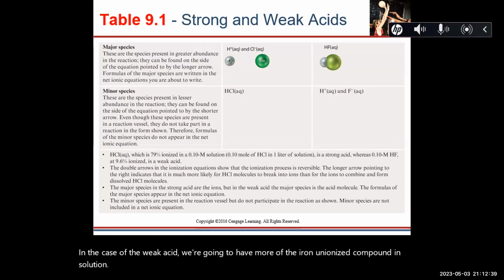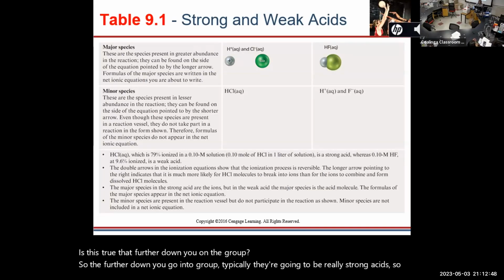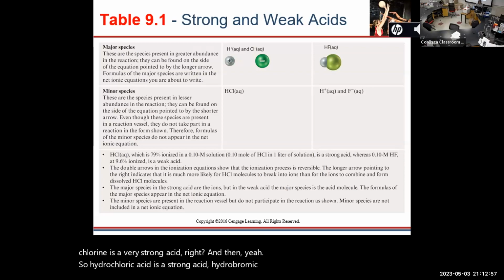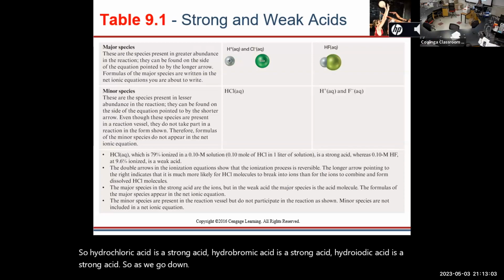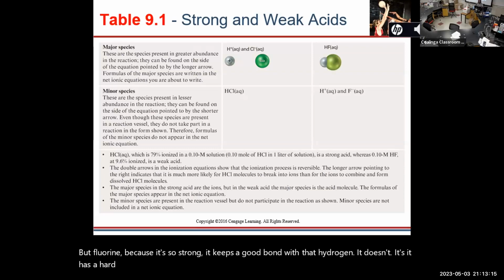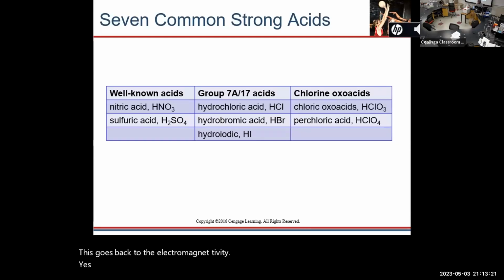Is this true the further down you go in the group? Yeah, so the further down you go in the group, typically they're going to be really strong acids. Like chlorine is a very strong acid, right? So hydrochloric acid is a strong acid. Hydrobromic acid is a strong acid. Hydroiodic acid is a strong acid. So as we go down, they're going to be ready to form those ions. But fluorine, because it's so strong, it keeps a good bond with that hydrogen. It has a hard time getting away. This goes back to the electronegativity. Yes, it does. Yeah.